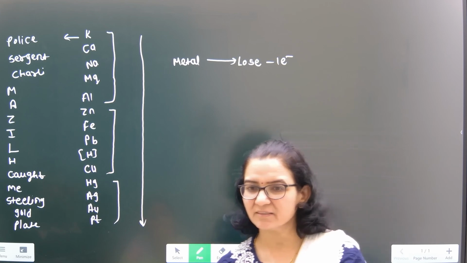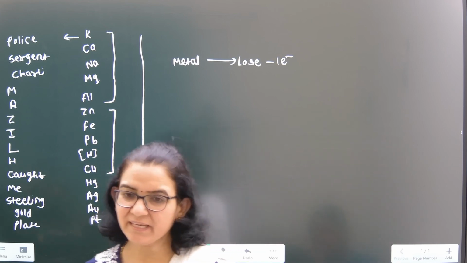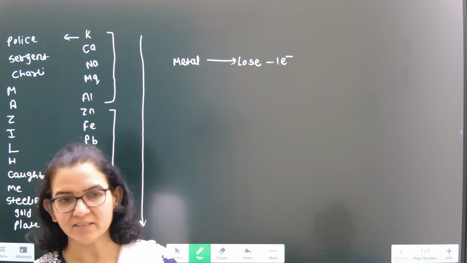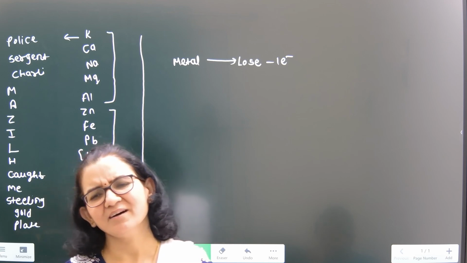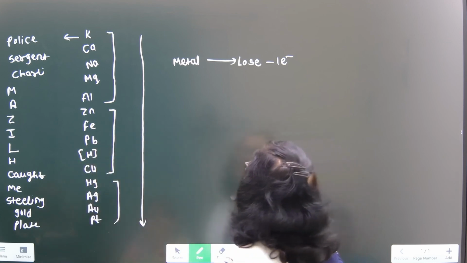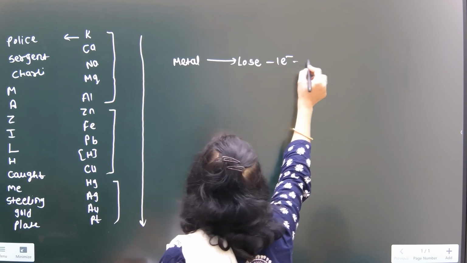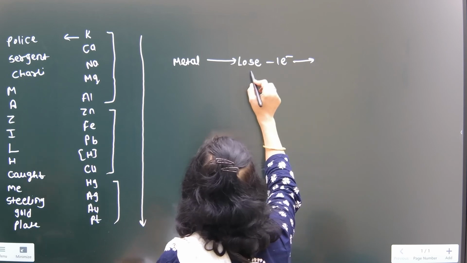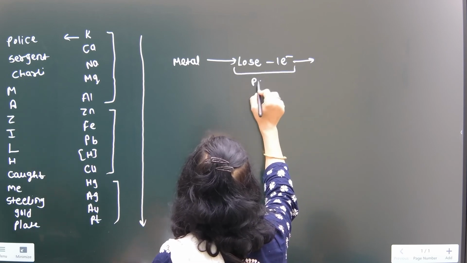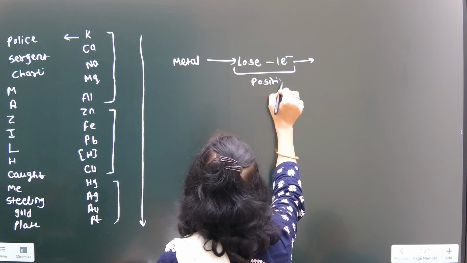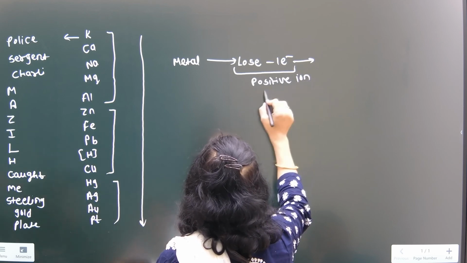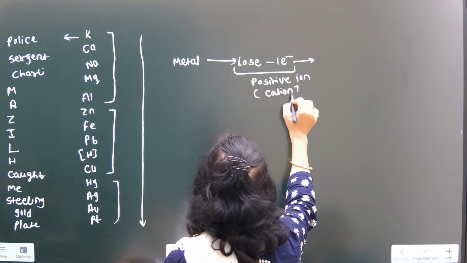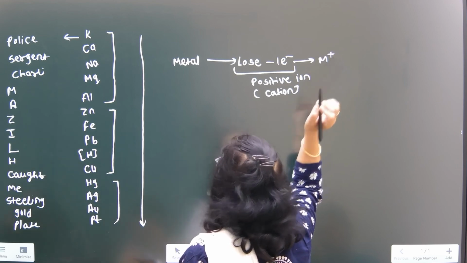They are electronegative, and they form negative charges. Then they are called anions. A metal loses one electron and forms a positive ion, which is called a cation. That is M plus.